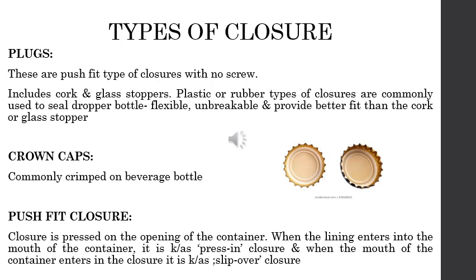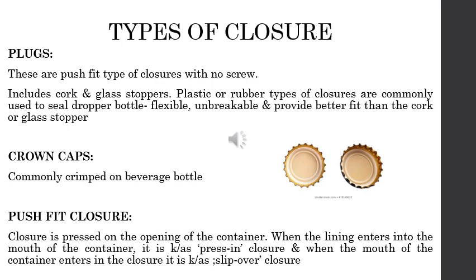Next we come to the types of closure. So the first type is the plug. They are push fit type closures with no screw. Generally glass or cork stoppers are used in this case. Plastics or rubbers are also used to seal the dropper bottles, which provides flexibility. They are unbreakable, and they are a better fit than the cork or the glass stoppers. The next closure we have is crown caps, what we see in our soft drink bottles. So the picture is shown.